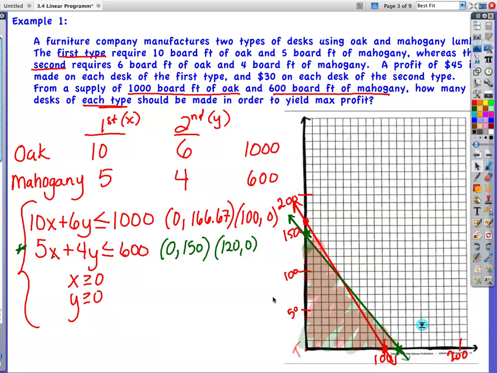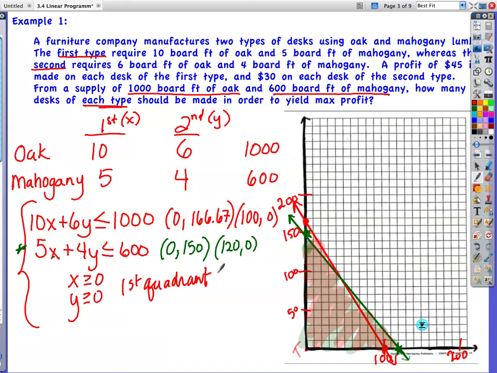Now, x is greater than or equal to 0. That's basically everything to the right of this, and y is greater than or equal to 0 is everything above here. So anytime you see this, basically means you're in the first quadrant. And I try not to overthink this too much. You're just not going to have negative numbers oftentimes. I can't say every single time.